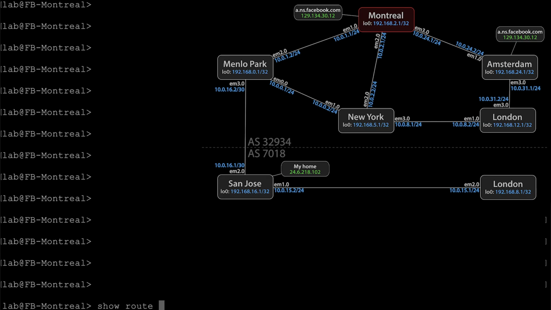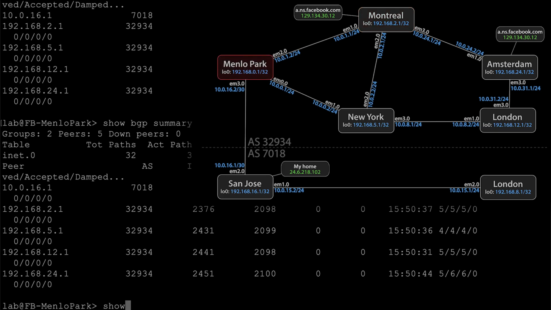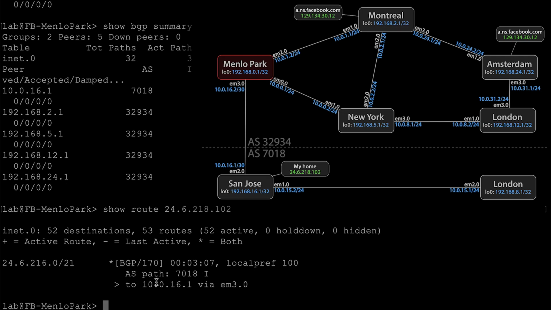And now if we jump up to one of Facebook's routers, let's say in Montreal, let's see if there's a route here for my home address, which was 24.6.218.102. And there we go. So now Facebook knows about my home address, and it says to send traffic from Montreal towards Menlo Park. And if we go look at Menlo Park's routing table for 24.6.218.102, it says traffic should be sent towards 10.0.16.1, which is the ISP router in San Jose.